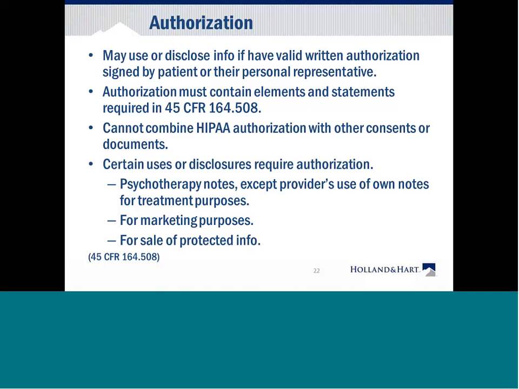And that written authorization has to satisfy certain requirements. It's got to contain the elements in 45 CFR 164.508, including things like it's got to specify who can make the disclosure, to whom the information is going to be disclosed, what's the purpose of the disclosure, it's got to have an expiration date or event, and it's got to contain certain statements, like that the provider can't condition treatment on the provision of the authorization with certain exceptions, that additional disclosures may not be covered by HIPAA, and things like that.